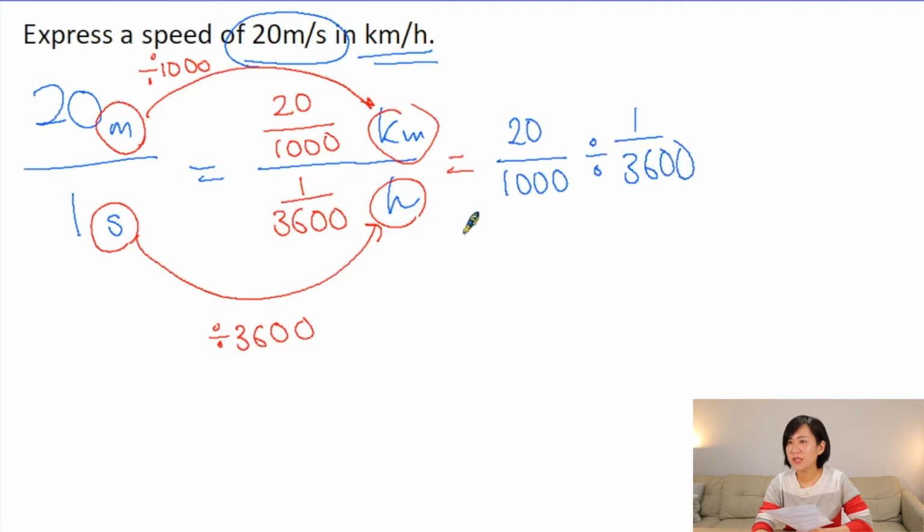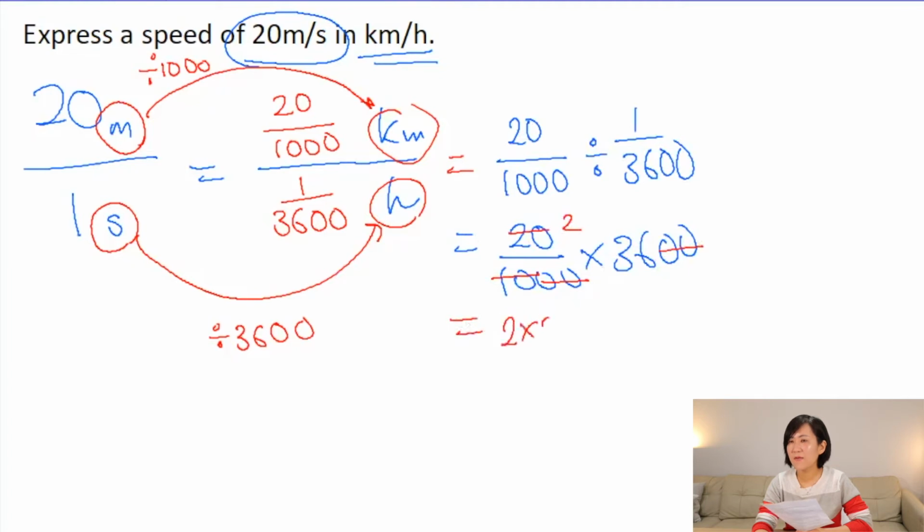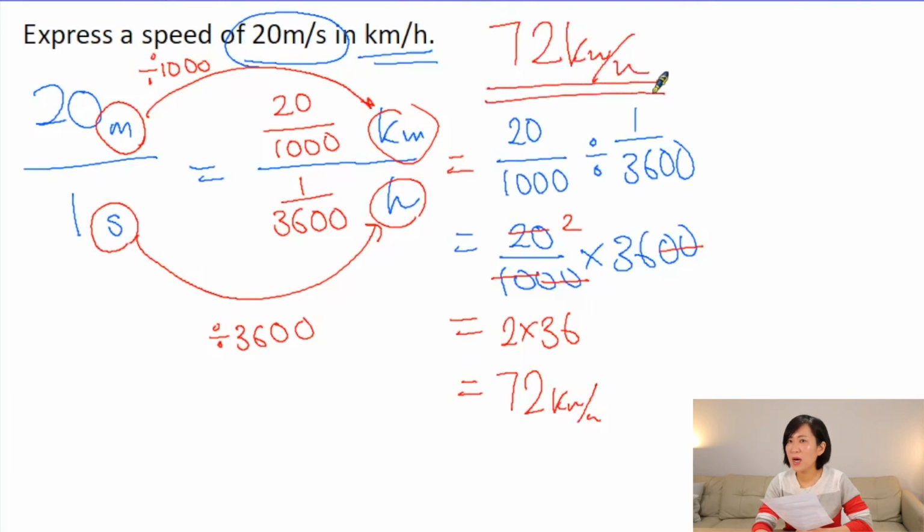Now let's simplify it all together. You need to times it by the upside down fraction. Then let's see, divide by 100, then divide by 10. Then our final answer is 2 times 36, that gives you 72. See your unit, kilometers per hour. So that means in 1 hour, it travels 72 kilometers.